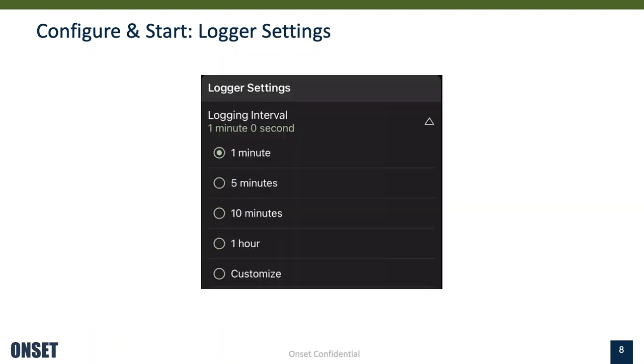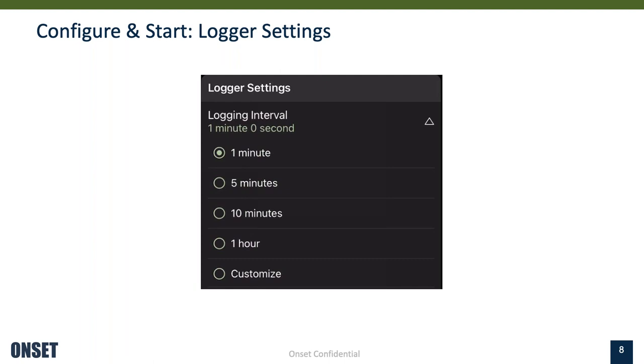So below that name and group tile that we just mentioned that lets you give your logger a custom name, you'll see a logger settings tile. This is going to set some global logger settings, such as when the logger starts collecting data, when it stops, how often data is collected, and it's going to apply to all the data channels for that logger, whether it's temperature, relative humidity, or pH.